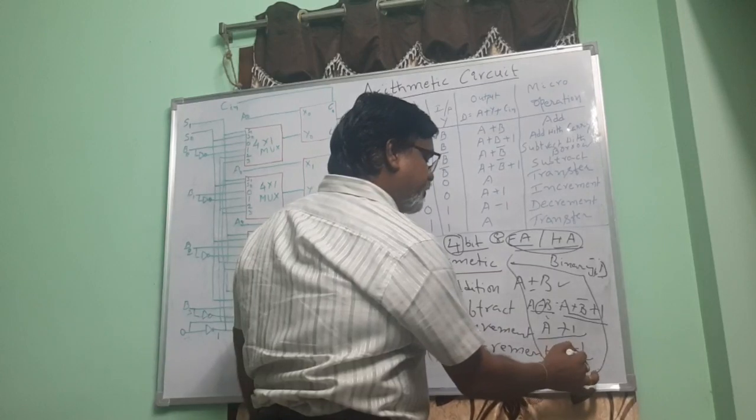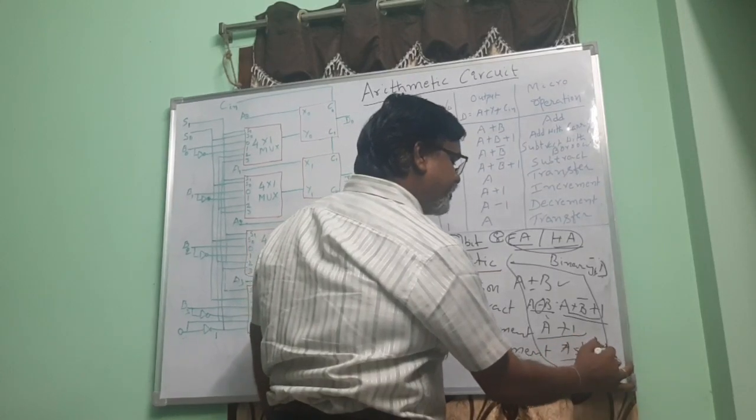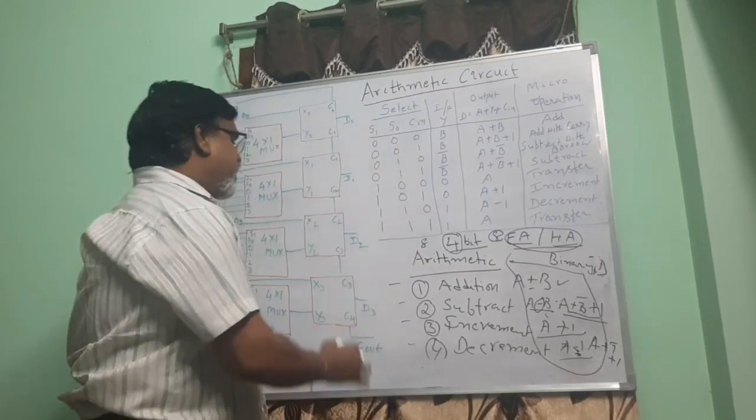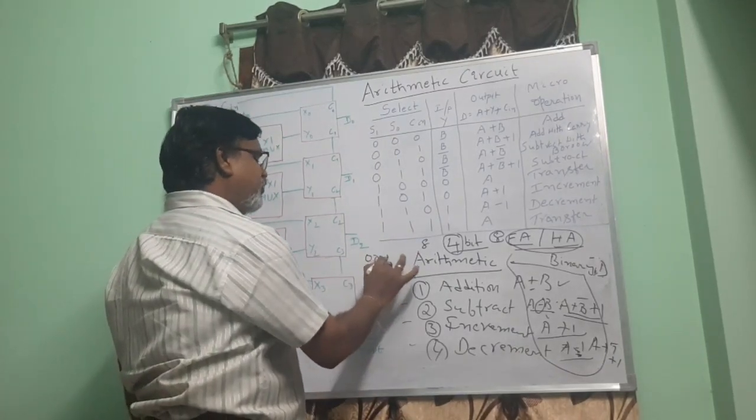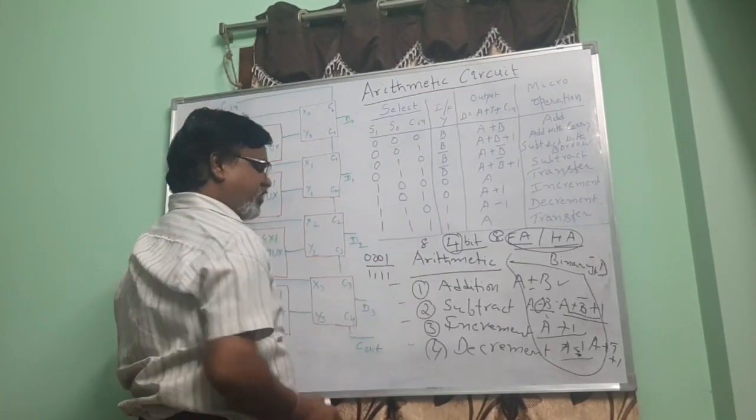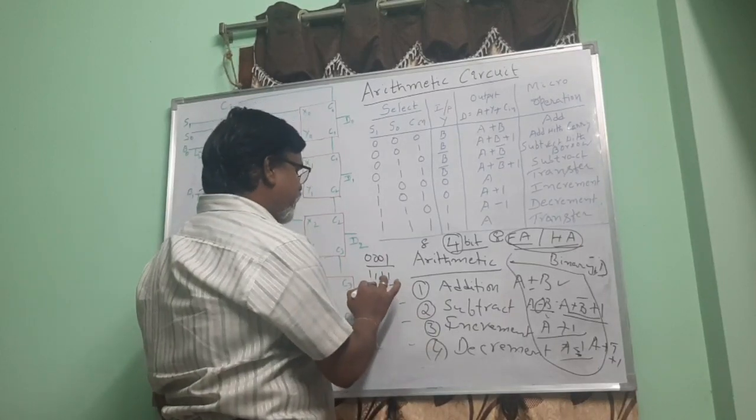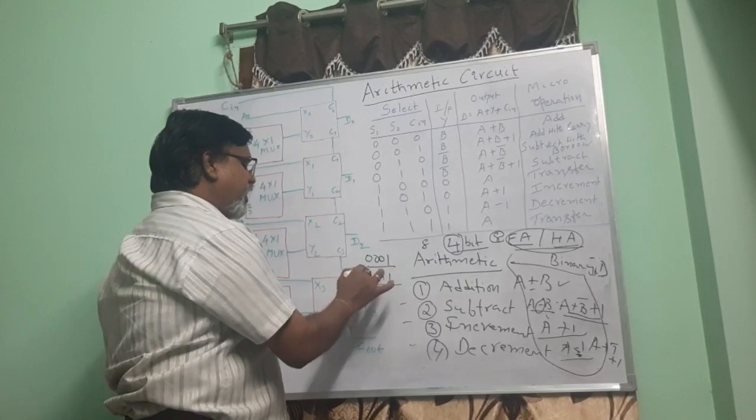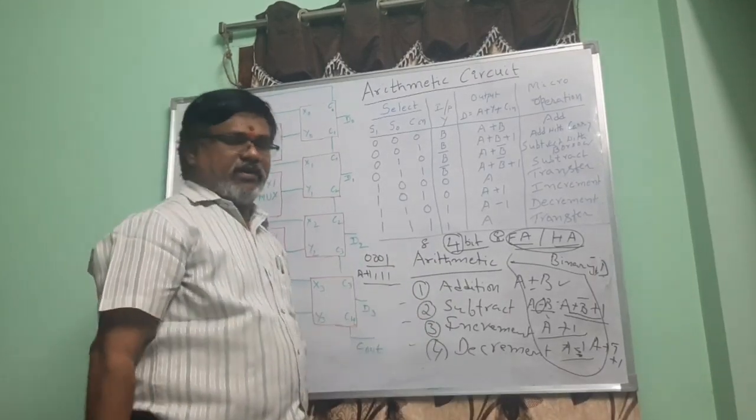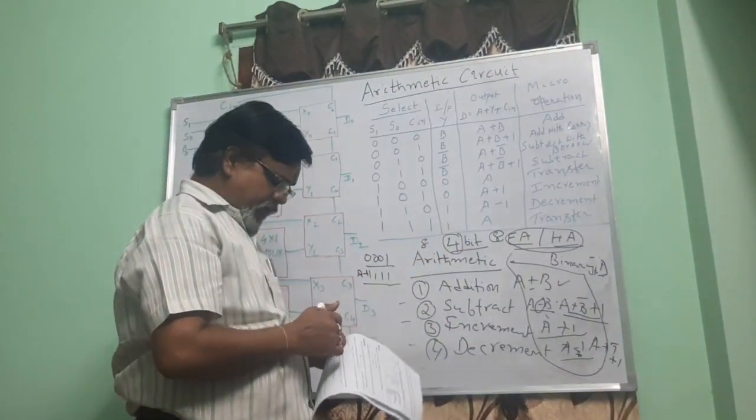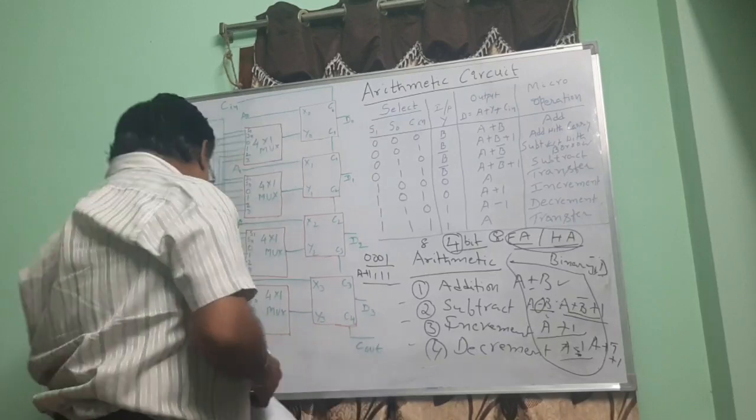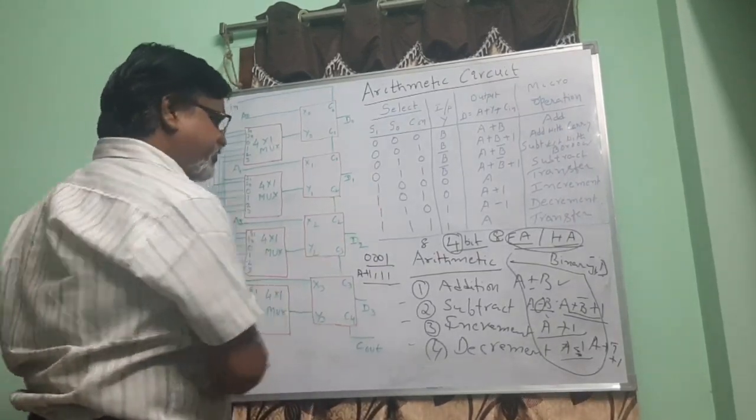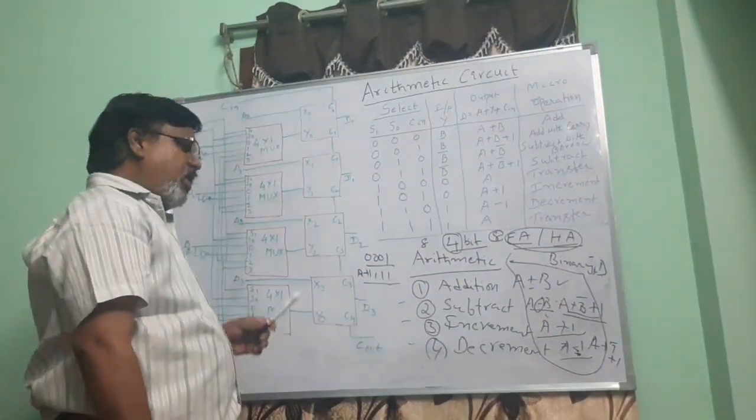Here also the subtraction is nothing but a plus the 2's complement of 1. So the 2's complement of 0001 is nothing but 1111. So when we add a plus 4 ones, then we will get the decrement operation. So these are the basic 4 operations under arithmetic micro operations, which we discussed in the previous class.